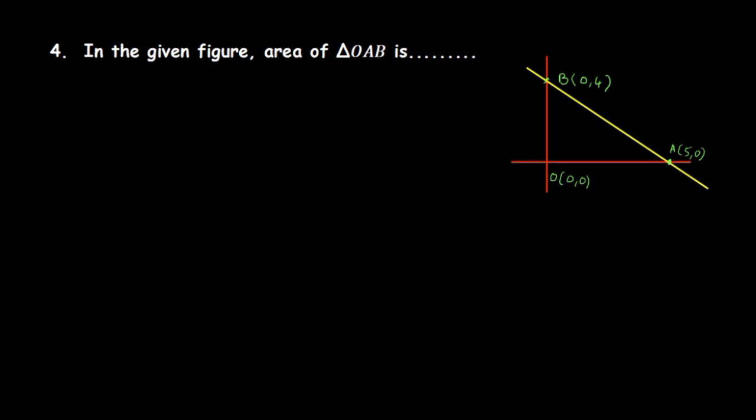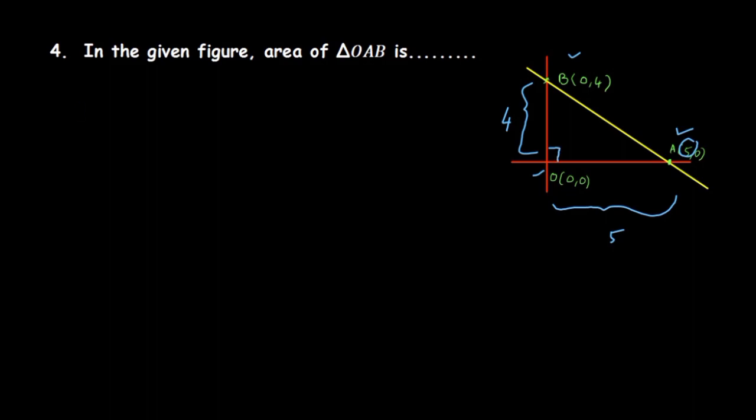So the next question is, in the given figure, area of triangle AOB. So you can observe here what are the sides of AOB. Here the point 5, 0 and this is 0, 4 and its origin. AOB is a triangle, and this distance is 5 units, and this distance is 4 units. So it's a right triangle.